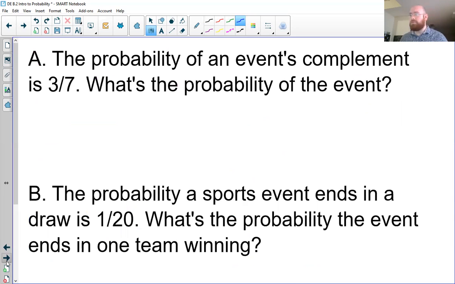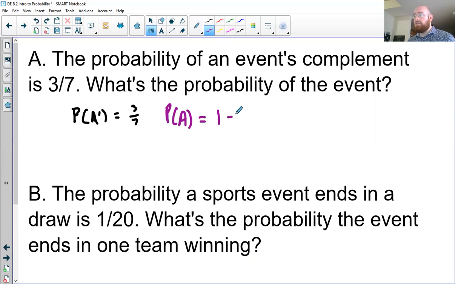Here's a couple more examples on complements. So the probability of an event's complement is 3 over 7. So what this means is the probability of the event, just calling it A, is equal to 1 minus 3/7, which is equal to 4/7. Remembering that the probability of something and its complement always adds up to 1 is a really powerful tool.